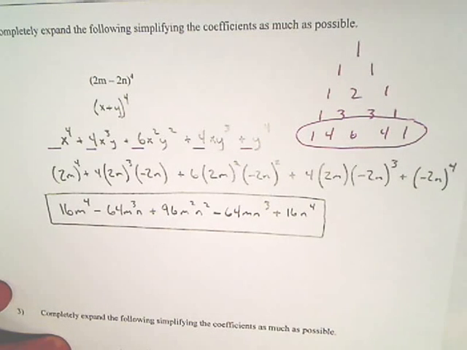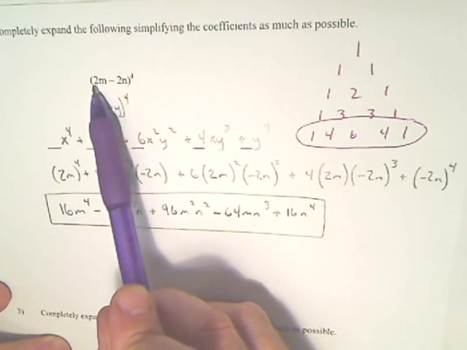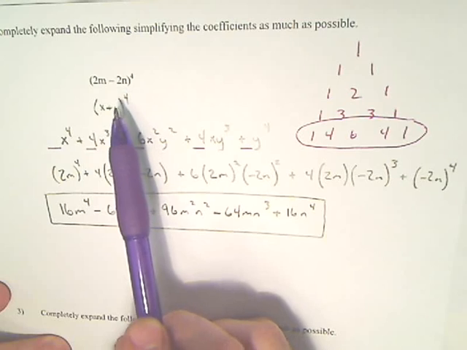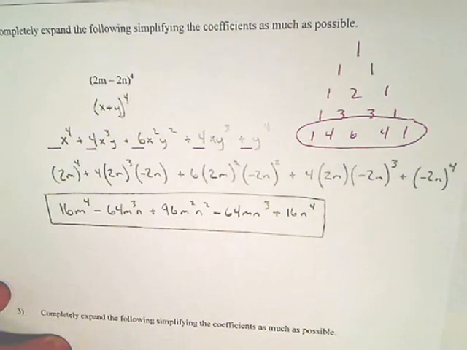Continue the pattern with the variables. X is decreased by 1 each time, the y is increased by 1 each time, and then substitute. All x's get substituted with 2m, all y's get substituted with negative 2n here. Simplify the coefficients as much as possible.